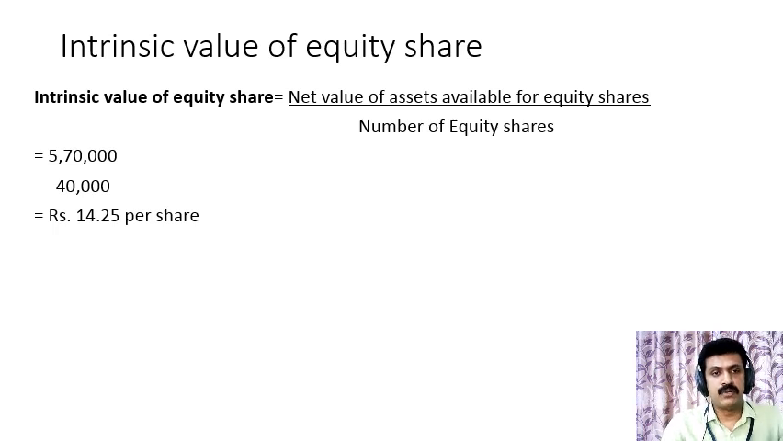With this we can compute the intrinsic value of equity shares, and the formula for the calculation of that is net value of assets available for equity shares divided by number of equity shares. So net value of assets as per step 1 is 5,70,000 divided by total number of equity shares. As I told you earlier, share capital divided by face value of share gives the number of shares. So the number of shares are 40,000. 5,70,000 divided by 40,000. The intrinsic value of equity share is 14 rupees 25 paise per share.